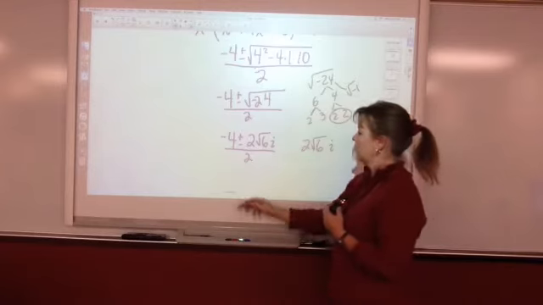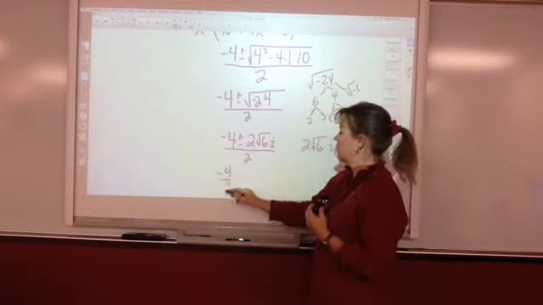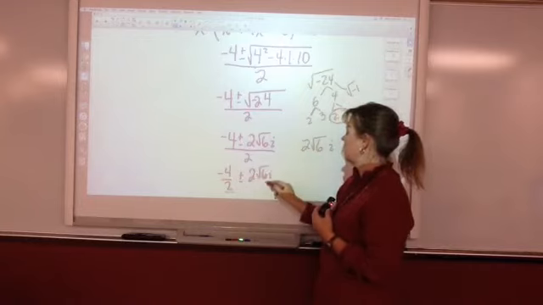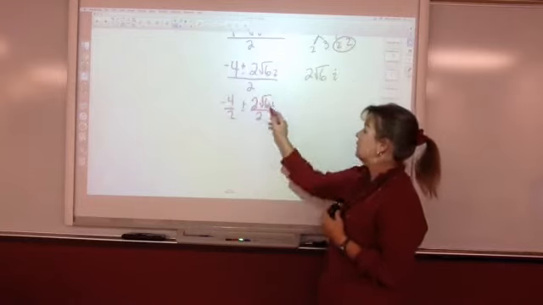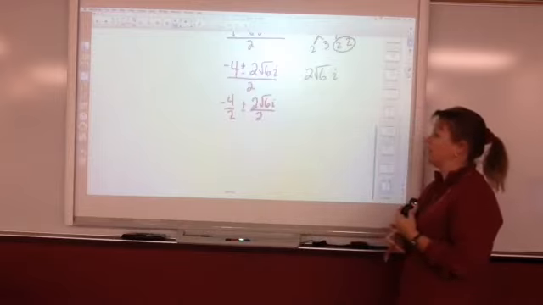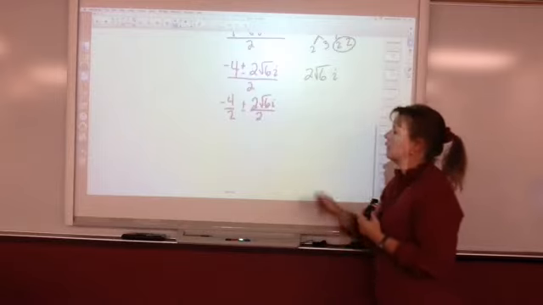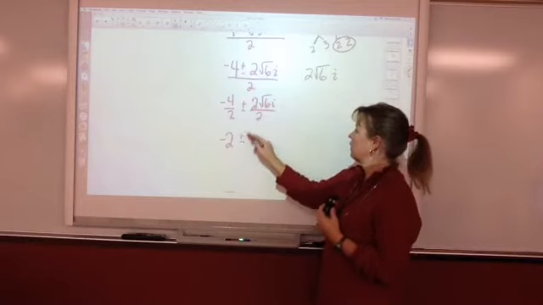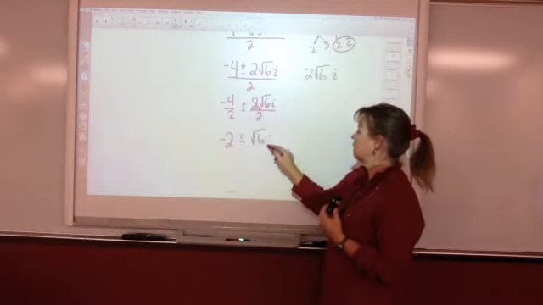Careful on the simplifying one more time. Negative 4 over 2 plus or minus 2 square root of 6i over 2. This is a complex number. They have to be written separately, reduced separately. Real number goes first. Imaginary number goes second.